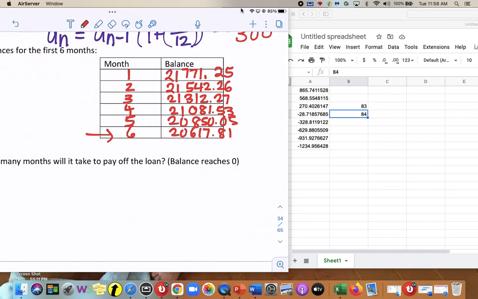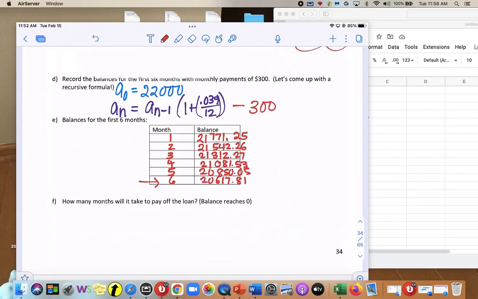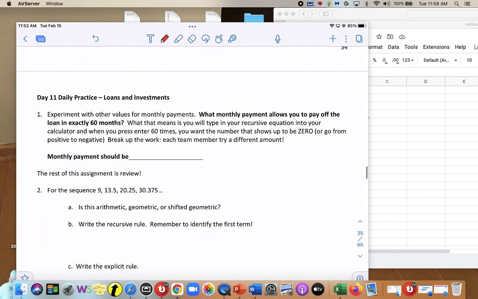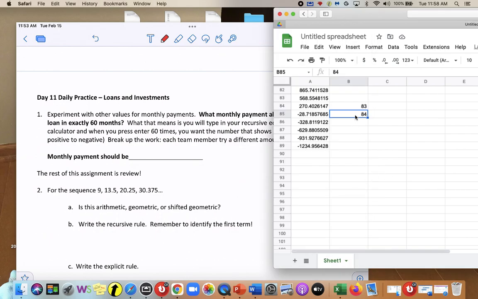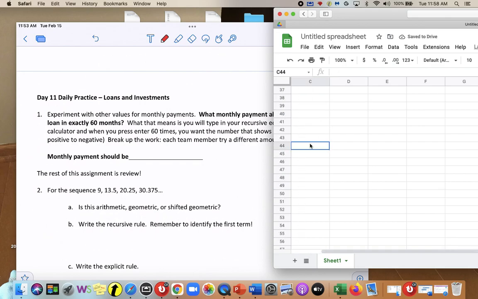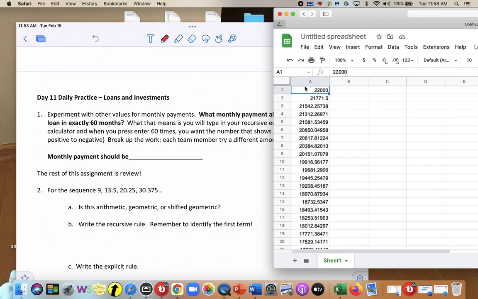All right, so our goal here now, part of your assignment then, is can you experiment with other values for loan payments? What payment allows you to pay off the loan in exactly 60 months? So what that means is, when you pull down your program, you want to go from positive to negative. And again, remember we started at month 1. So here, month 2 is really month 1. So what we're looking at is 61 months. This is our goal. So 60 months, but 61 for us. At 61, your balance goes from positive to negative.